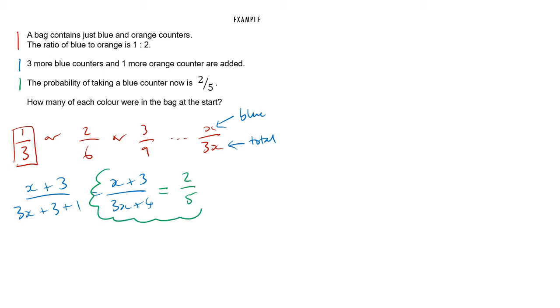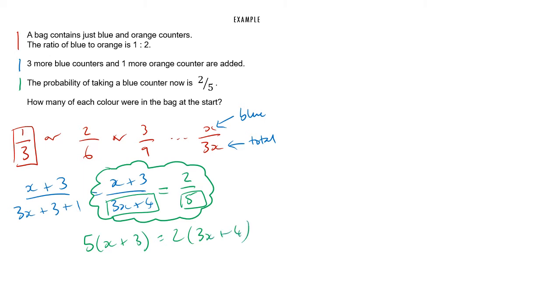And what we need to do is to solve this to find the value of x for the next step. So if we multiply both sides by 3x plus 4 and both sides by 5, we then need to multiply out these brackets and solve this equation.